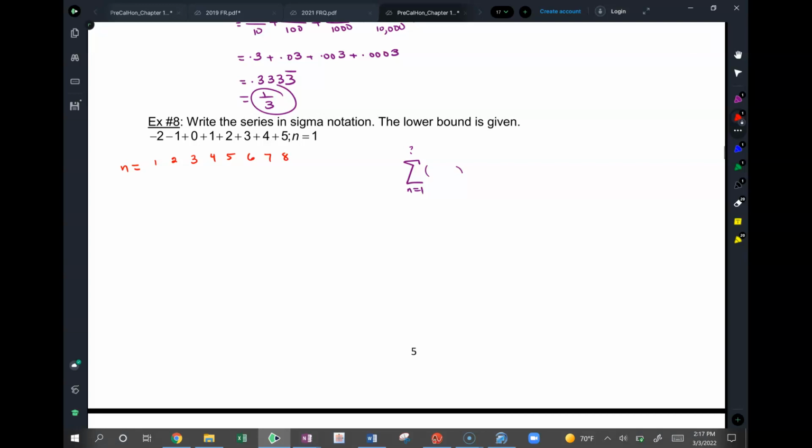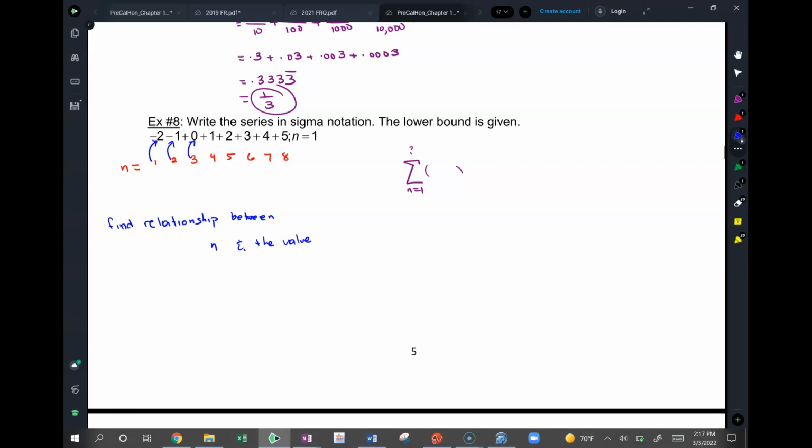Now what you want to do is you want to find a relationship between n and the value. So for example, what can you do to this number to get that number? What can you do to the red number to get the number above? What can you do to this one to get that one above? What do you all think? What's the relationship? How do you go from 1 to negative 2?